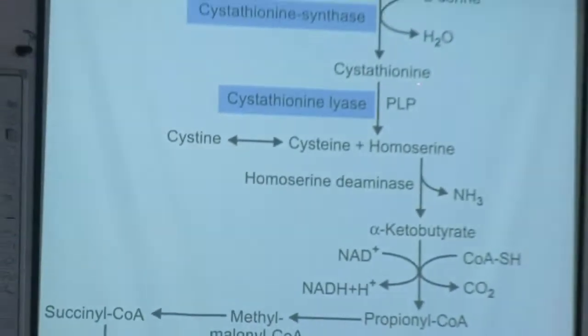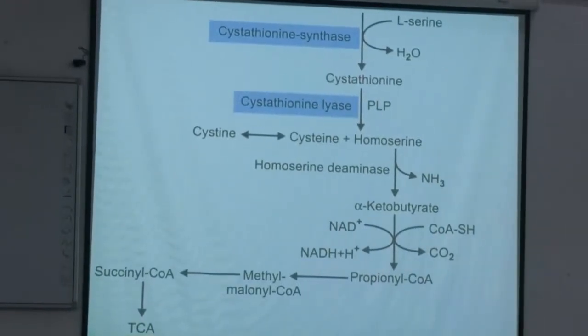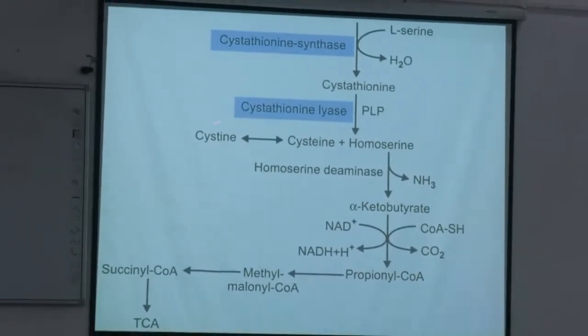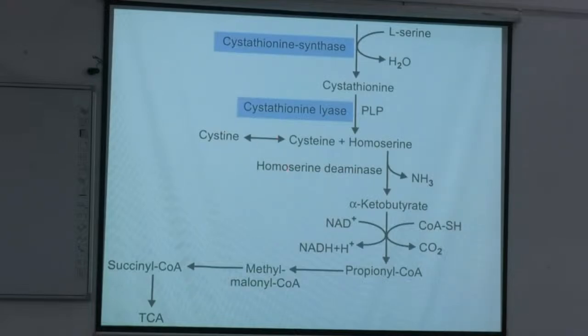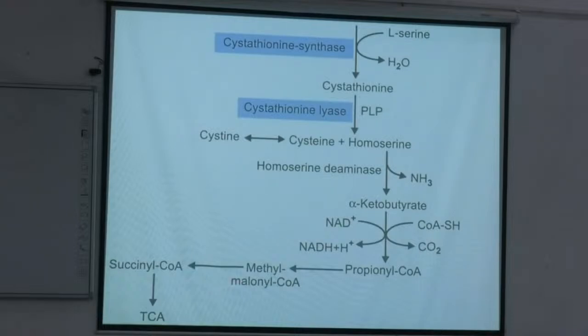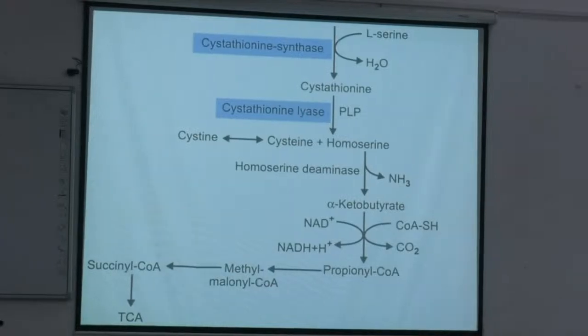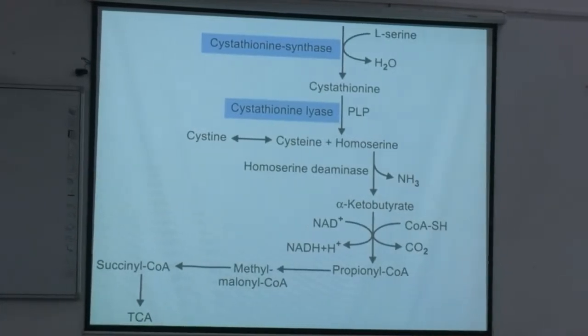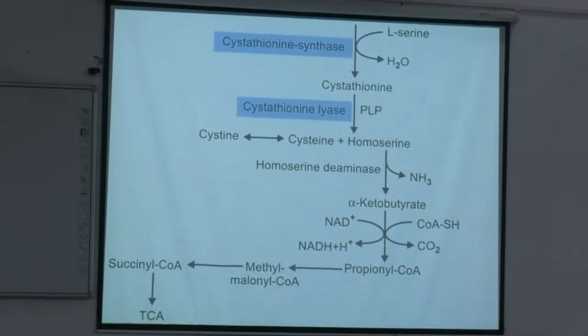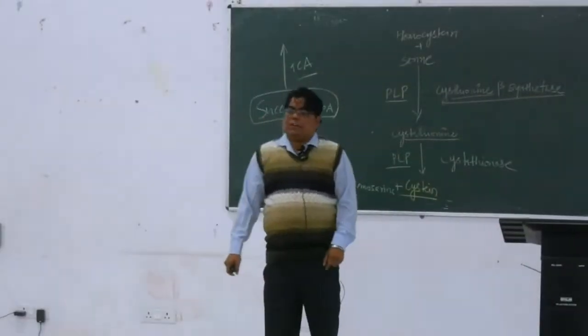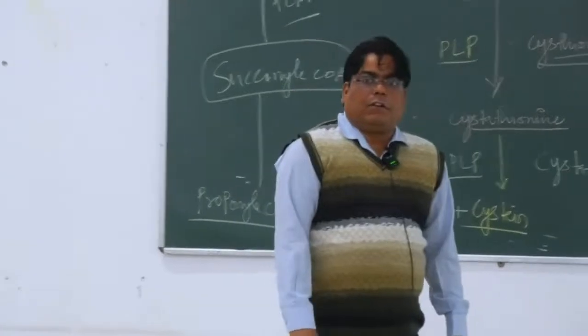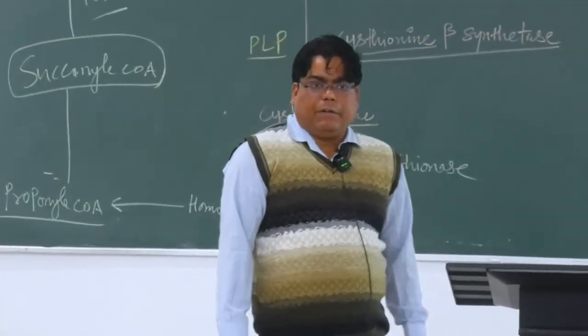When it's combined with serine, it forms cystathionine. And this cystathionine combined with homoserine forms cysteine. After this reaction, homoserine is deaminated and forms alpha-ketobutyrate, propionyl CoA, methylmalonyl CoA, succinyl CoA, and directly enters the TCA cycle. I skipped some steps here; you can write them down, no issue. This directly means that with the combination of serine it forms cysteine, and it directly enters the TCA cycle for the production of energy. Okay.